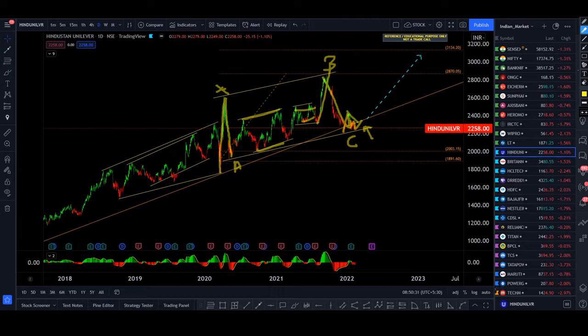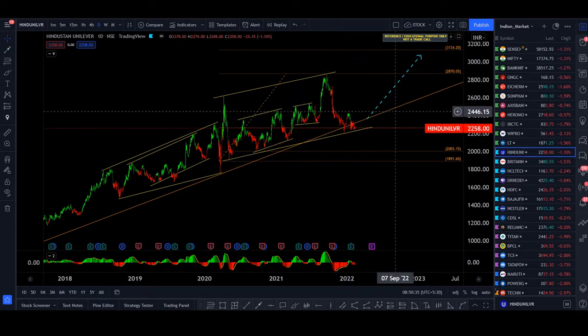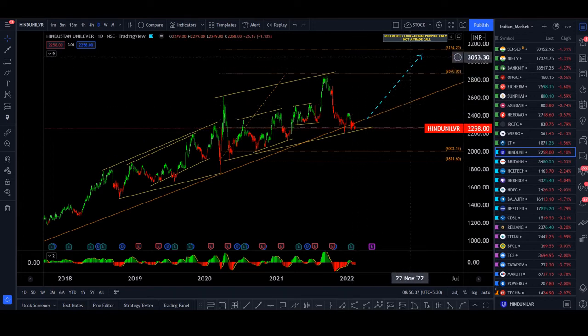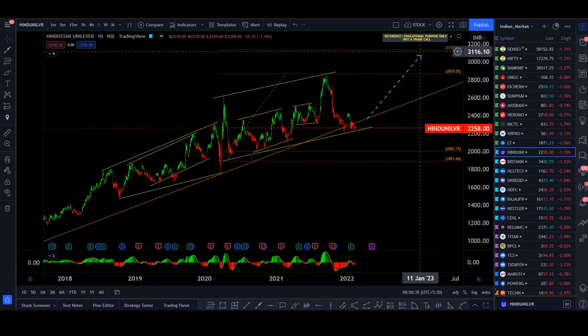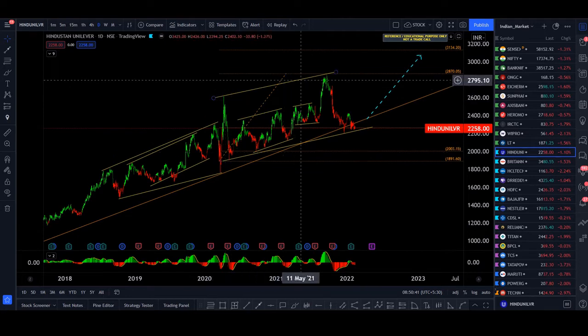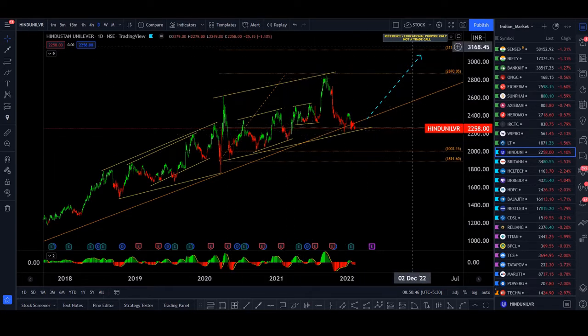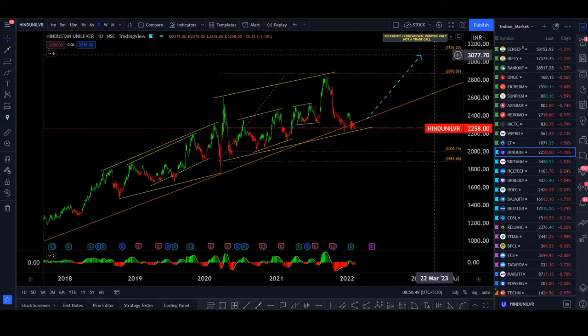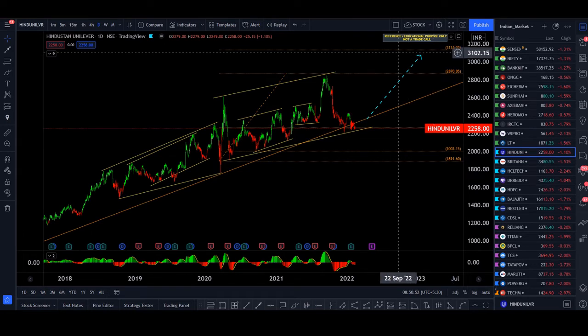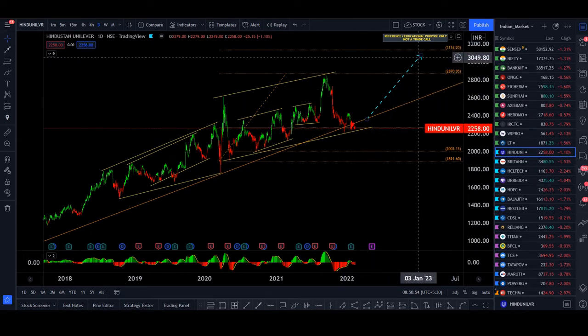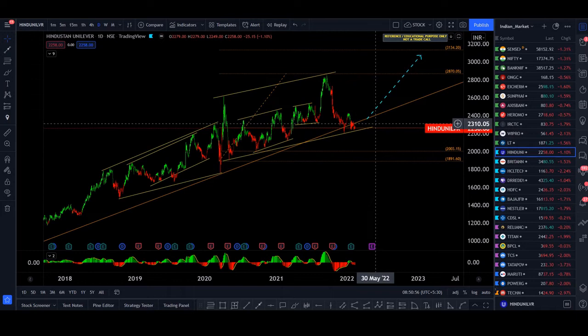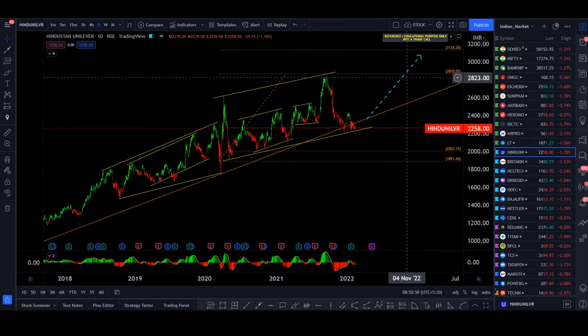So this is the trade which we are monitoring on a daily time frame, and if it has a breakout, we are expecting the target price to be based on Fibonacci retracement. The target we are expecting is approximately around 3,200 rupees. This will be a very good trade if we get a breakout and if it goes in our direction.